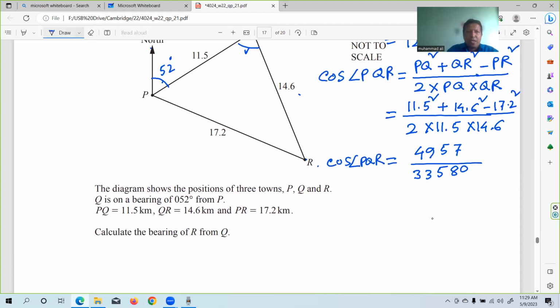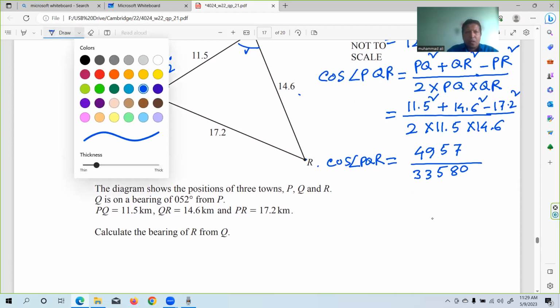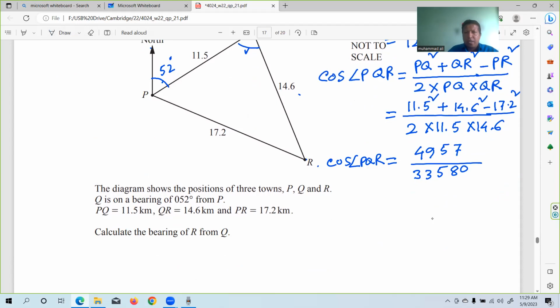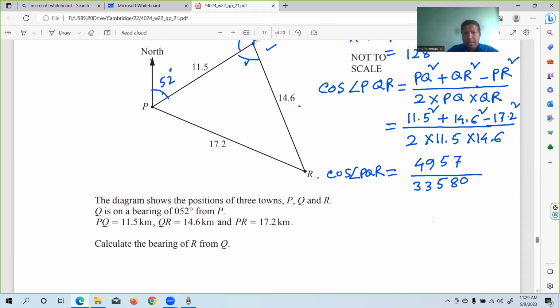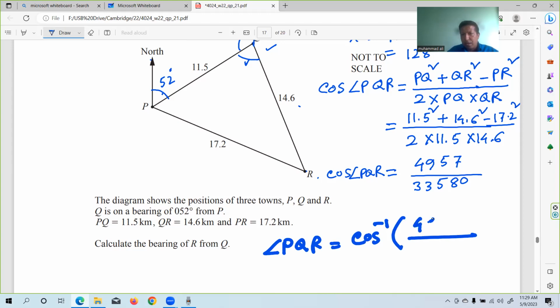So if we want to find the angle PQR, angle PQR equals cos inverse of 0.495733580. So we'll get here 81.5 degrees.